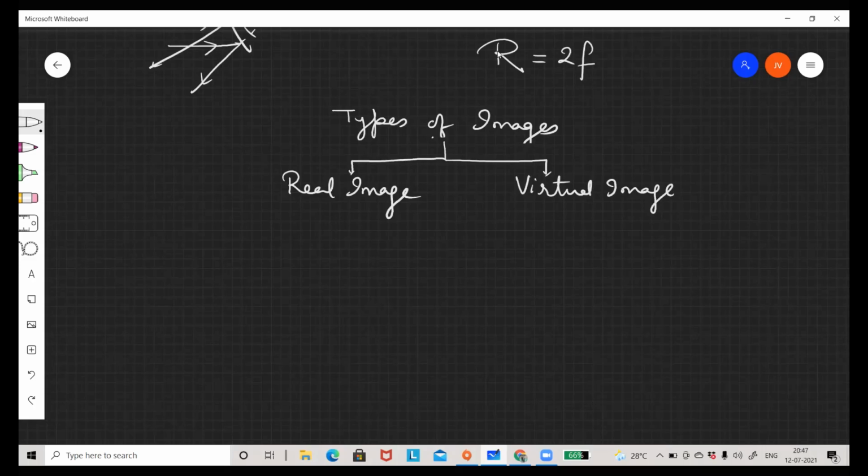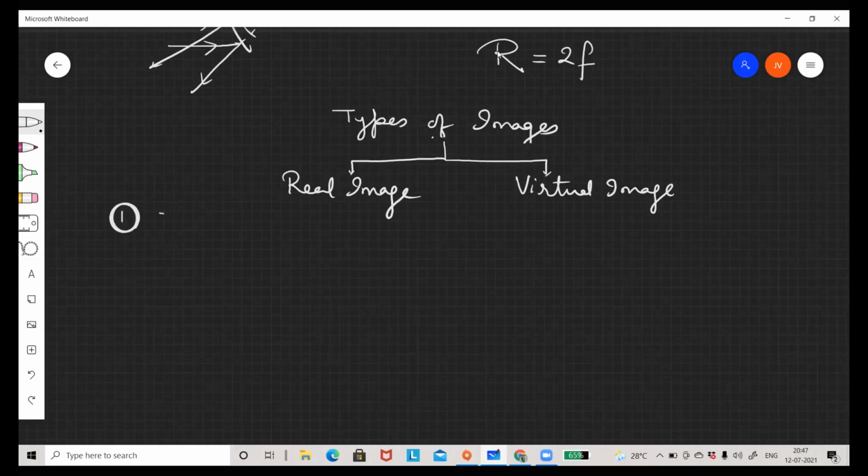But a virtual image is that image that you see when you stand in front of a mirror. Our images in mirrors are virtual. And every virtual image is erect. So what is a real image?